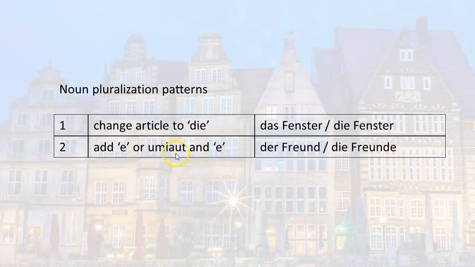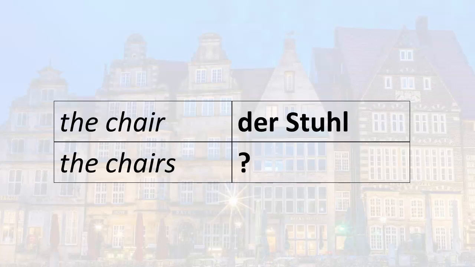In this lesson, we're going to look at adding an umlaut and an E, which is part of the second pattern still. Okay, so the chair, der Stuhl. How do you say the chairs? Die Stühle. Notice that there's an umlaut there, so that changes your pronunciation. Stuhl, Stühle. So the chair, der Stuhl, the chairs, die Stühle.